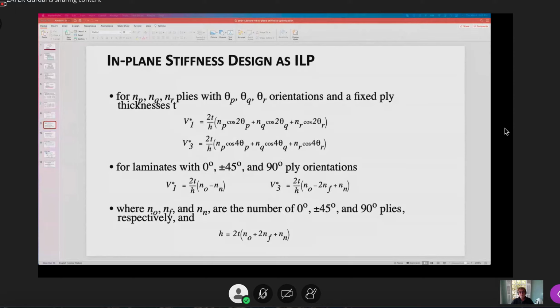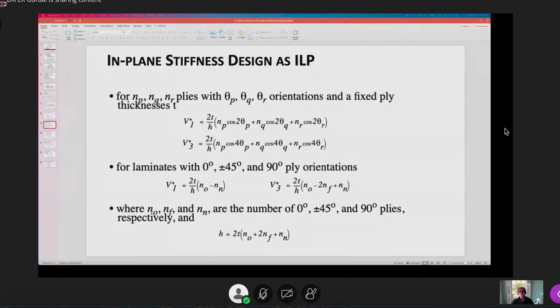So the ply count variables for distinct orientation angles, if you look at A11, A11 is linear in terms of N0, N45, and N90, as is every other stiffness term. They're all linear in terms of the ply counts for the in-plane stiffness. There's no bending stiffness in this particular formulation.